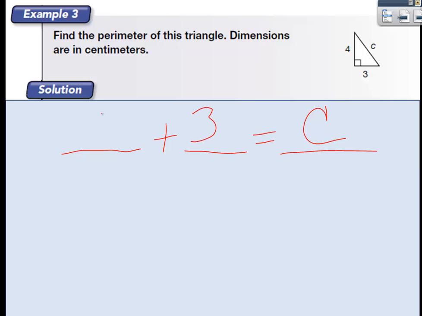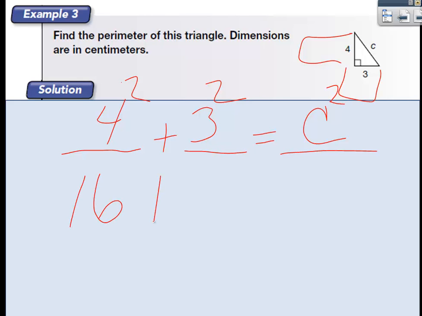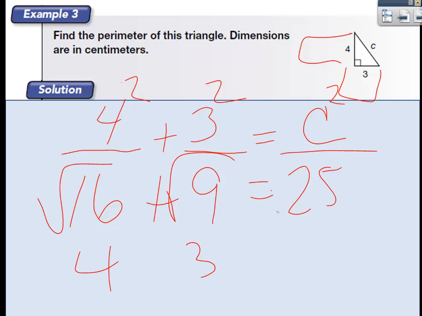We have a 3 and we have a 4. Now we have to square them, because these are squared. Remember that? So 4 times 4 is 16, plus 3 times 3 is 9. What does 16 plus 9 equal? It equals 25. And what is the square root? When we break these all back down, this becomes a 4, this becomes a 3, and this becomes a 5. So we know that's a 5. Now we can add the perimeter. 5 plus 4 is 9, plus 3 is 12.